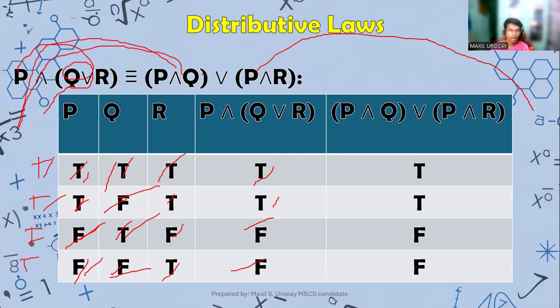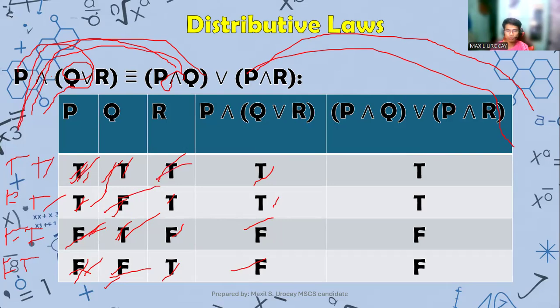This is gonna be amazing. So P and Q, a reminder on the symbol. P and Q, true and true will become true. True times false is false. Then false times true is false. Then false times false is false. So TFFF. So for P and R, true times true is true. Then true times true is true.